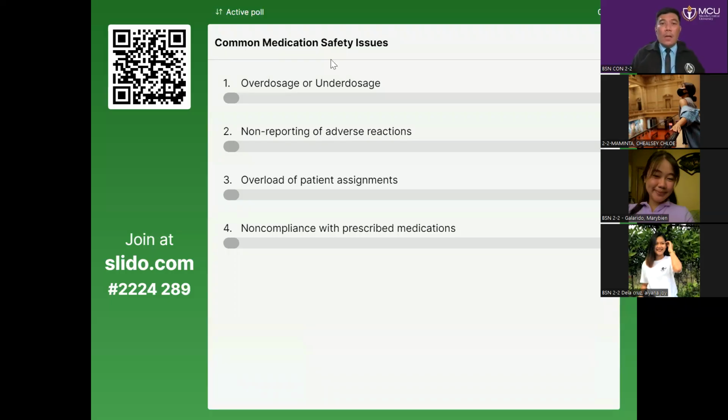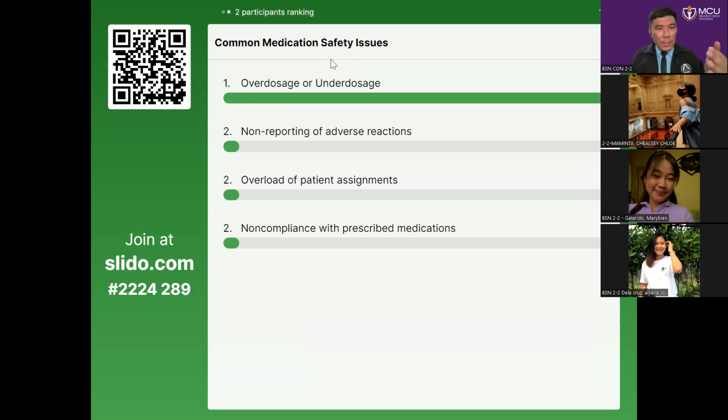Okay, so again, taking into consideration our discussion for today, it is indeed very important for us to consider some of the common medication safety issues. Which of the following, actually the numbering is corrected, it's 1, 2, 3. This is by ranking, so there are no wrong answers here. However, what could be the common medication safety issues which you think will really affect the condition of our patients?